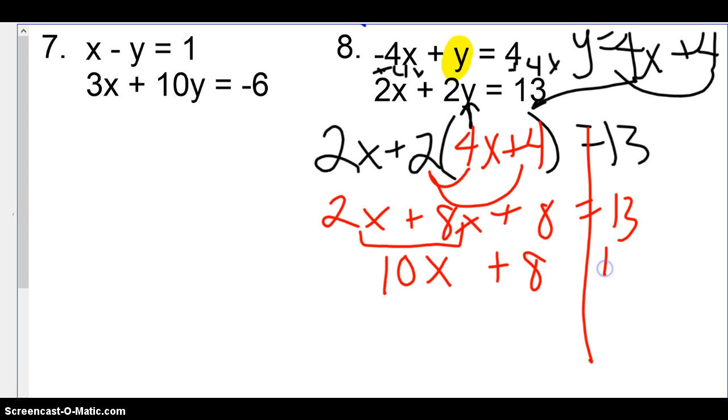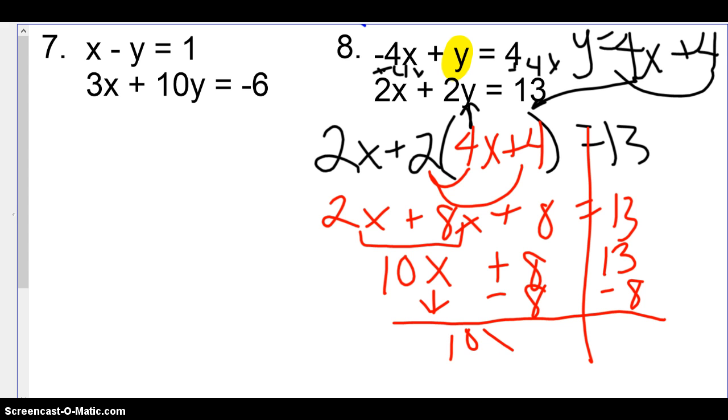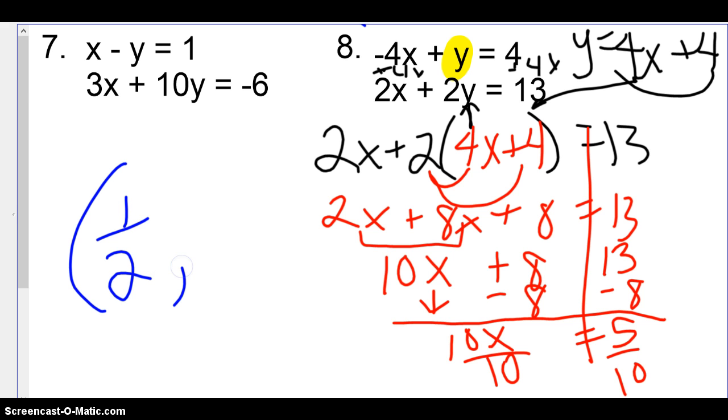And so I drop down my 13, and right now I start thinking, oh my gosh, this doesn't look good. But this time I didn't make a mistake. I actually checked. I subtract the 8, subtract the 8. So I've got 10x equals 5. So x equals not 2. It is 1/2.